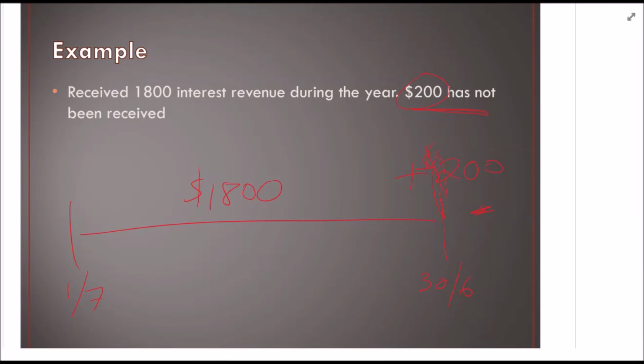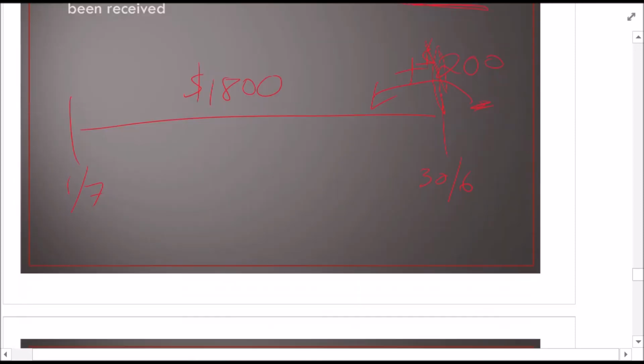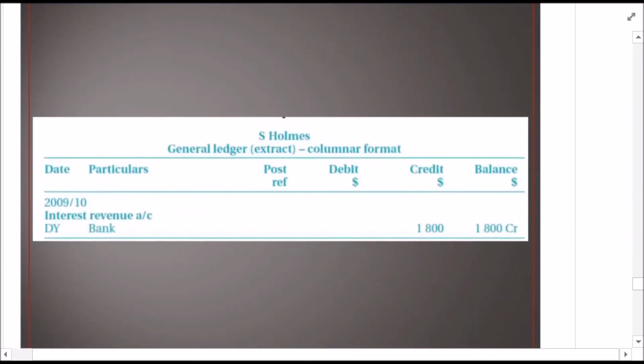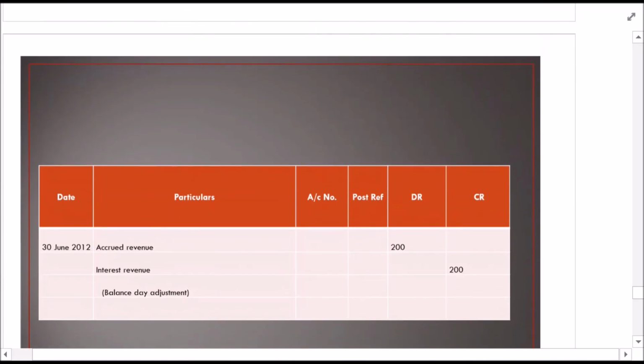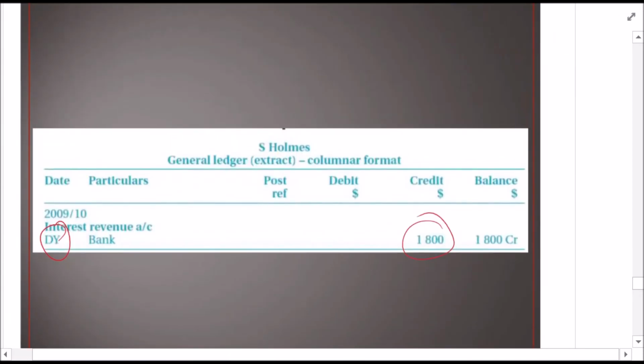So what we need to do is include it in our records over here, so we can recognise it. At the moment, remember DY stands for during year. We've got $1,800 in this account. It would have been paid to us during the year. So we need to add on another $200. We're going to need to credit this account for $200 to add it on, so we need to get it up to whatever the figure will be.